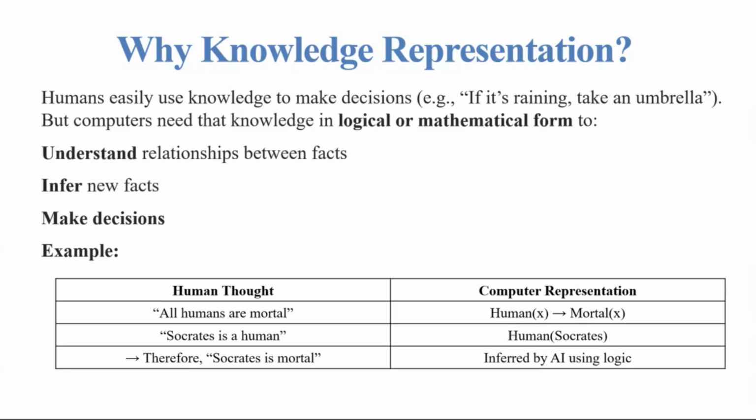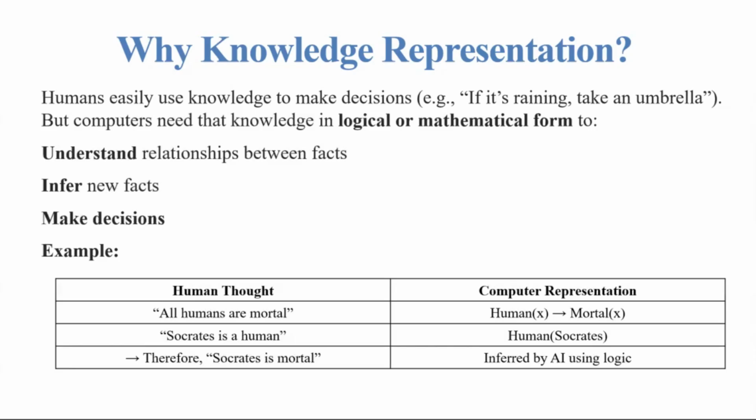We never explicitly stored the sentence Socrates is mortal. The AI generated this new knowledge on its own by applying logical rules. This ability to derive new facts from the existing knowledge is one of the biggest strengths of knowledge representation.